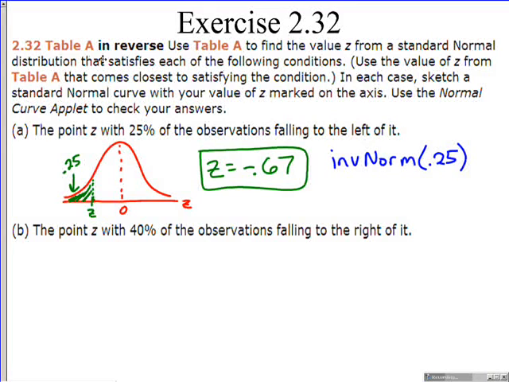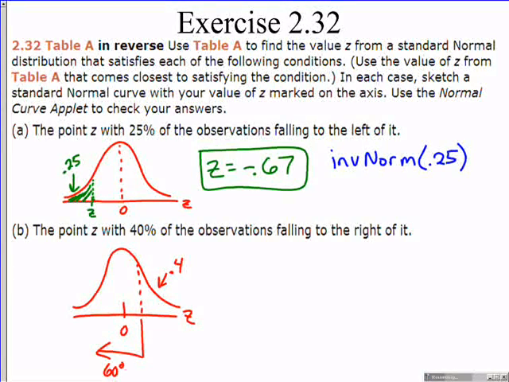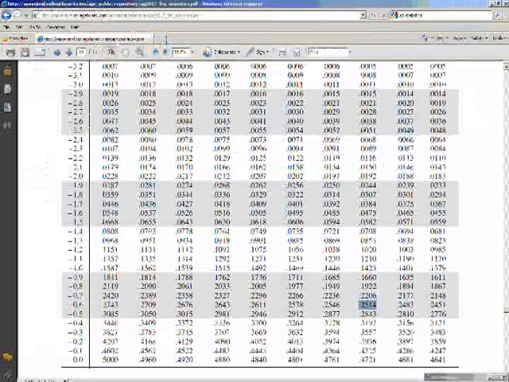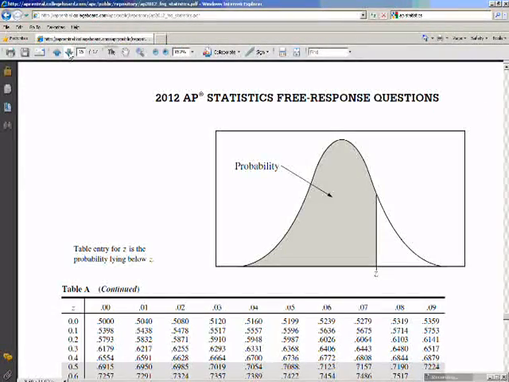Letter B, the point Z with 40% of the observations falling to the right of it. Okay, 40% to the right means that 60% needs to be to the left. And remember, that's how we calculate it in the calculator. Okay, let's first look on the chart again. So now we're looking for an area of 0.6. We know that that has to be a positive z-value, so let's go to the positive chart.